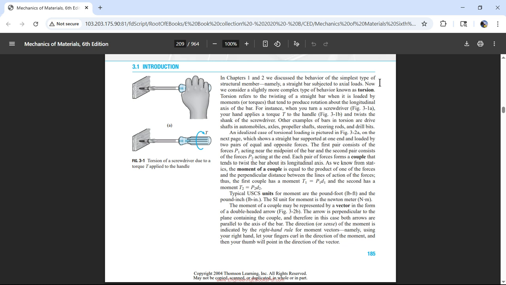Okay, so it says, now we consider more complex types of behavior known as torsion. Torsion is twisting of a straight bar, and it's loaded by moments. To twist something, you have to put a moment on it, or a torque. That's what this T implies. And I think even right there, anytime you see this symbol for a torque, or if this was the letter M, that would be a moment, I would, in your mind or on paper, turn it into two forces, because that is the definition of a moment. A moment is just a couple.